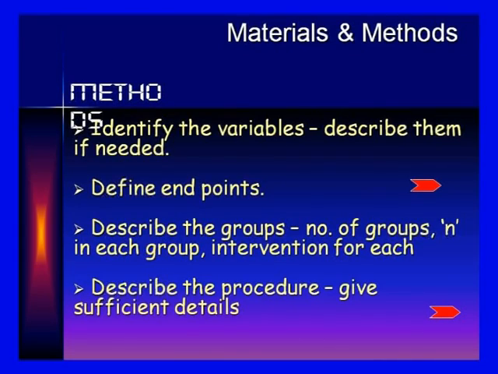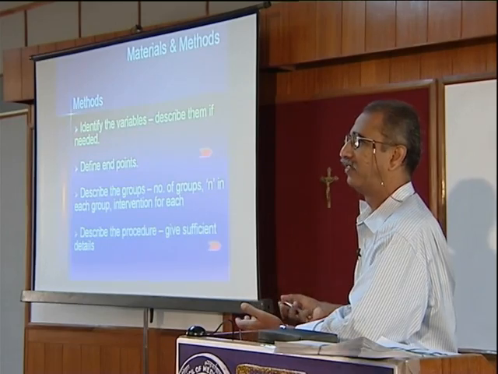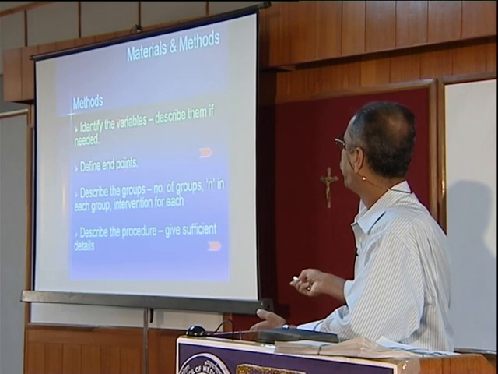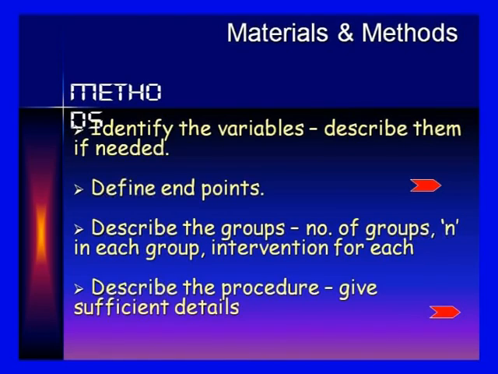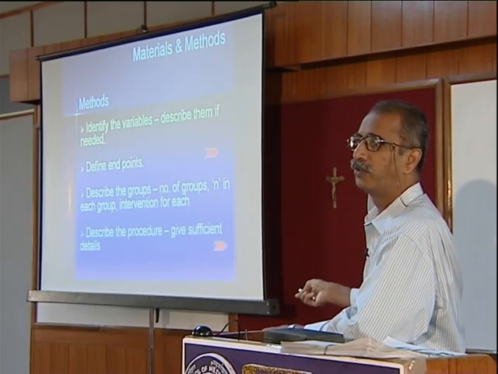Going to specific ones, identify the variables and describe them if needed. What are the variables you wanted to measure? Say heart rate, respiratory rate, or something else like liver enzymes. You have to identify the variables. Your methods section should identify the variables and also describe them, if there is a need to describe them.